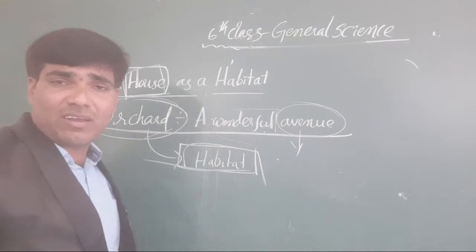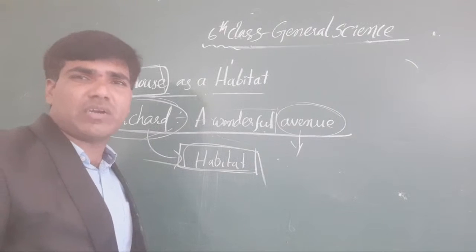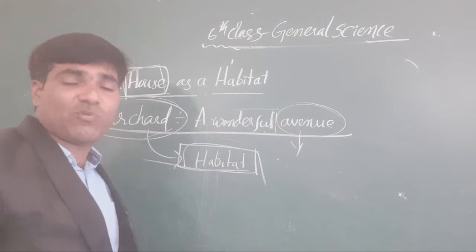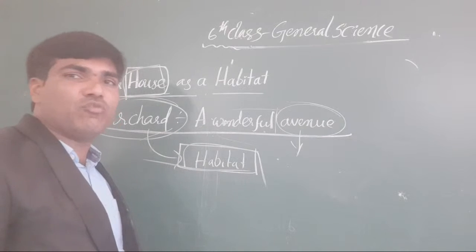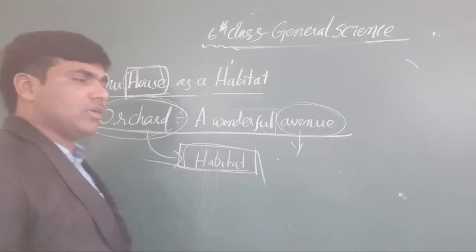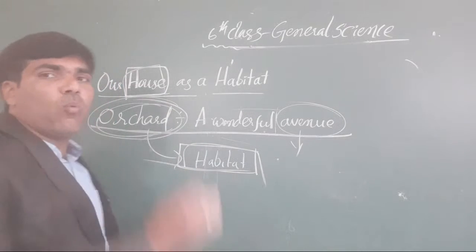Like that, till now, we have discussed different types of habitats. What are we discussing? Pond is also a habitat. Tree is also a habitat. Our house is also a habitat. Orchard is also a habitat.